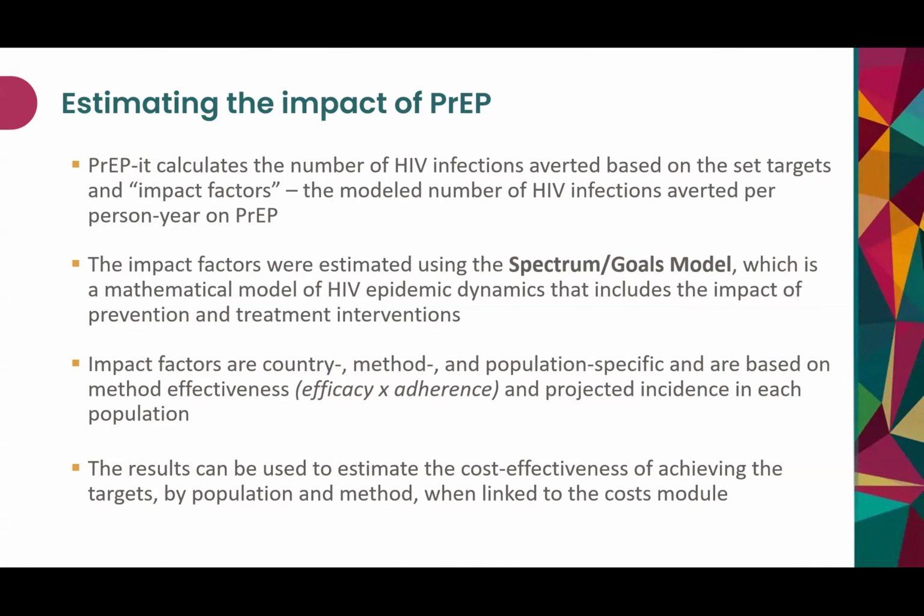In terms of impact, it calculates the number of HIV infections averted based on impact factors, which is the number of HIV infections averted per person year on PrEP. So using that same concept that was discussed previously. These are estimated in the GOALS model, and the impact factors are specific to the country, the method, and the population. As I mentioned, you can then use this impact to look at the cost effectiveness of achieving the targets by linking to the cost module.